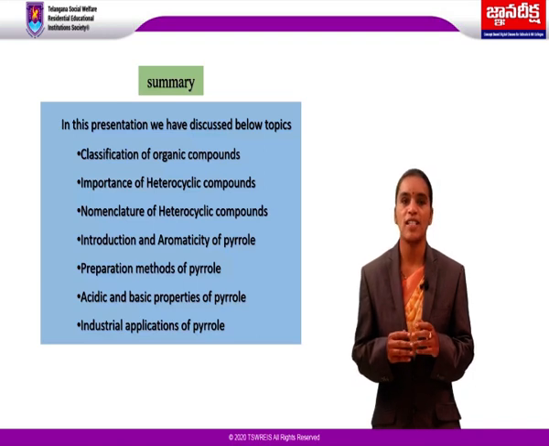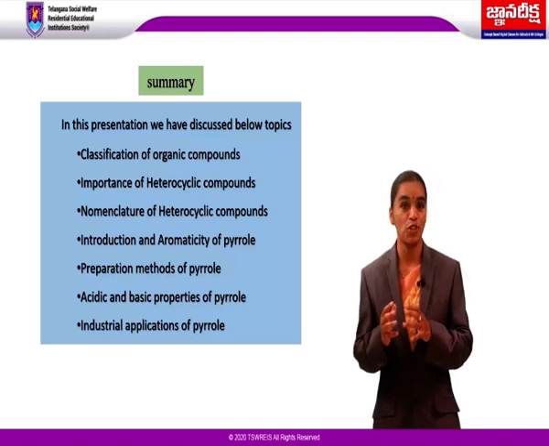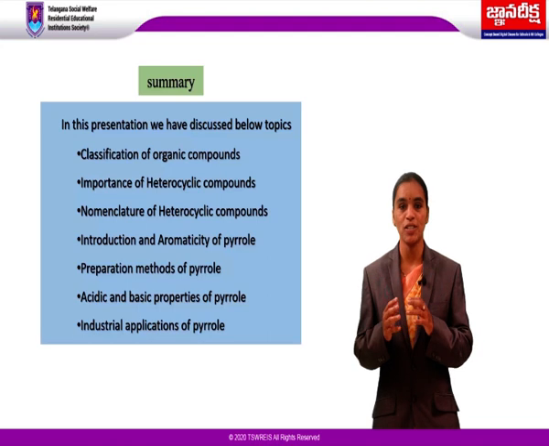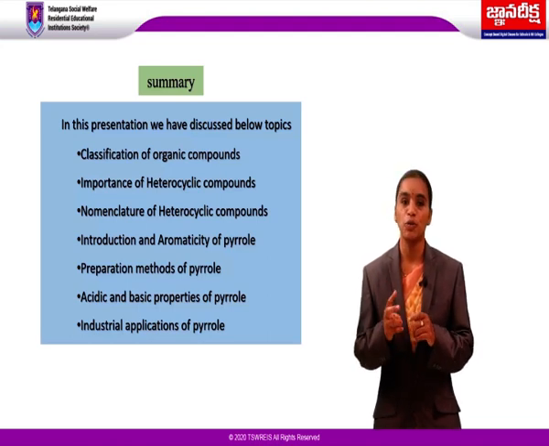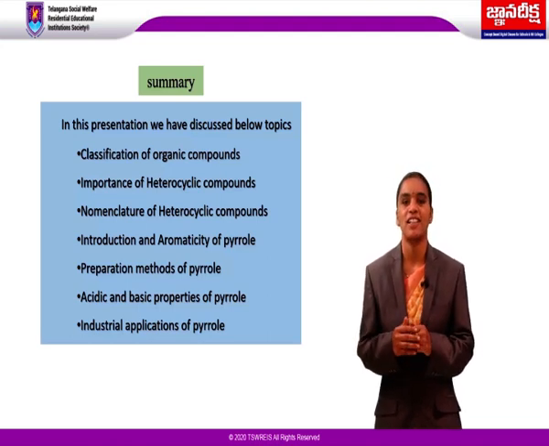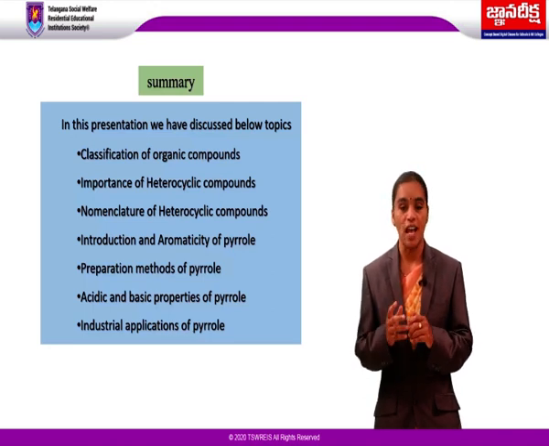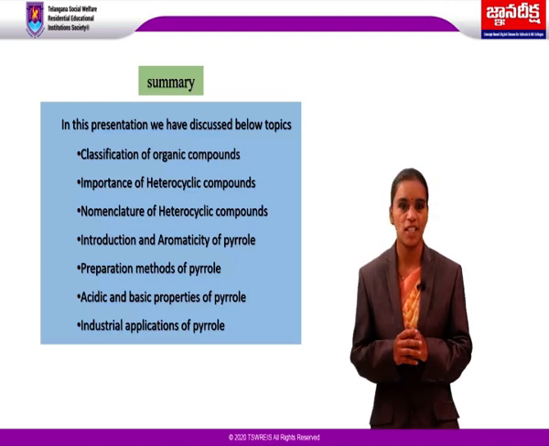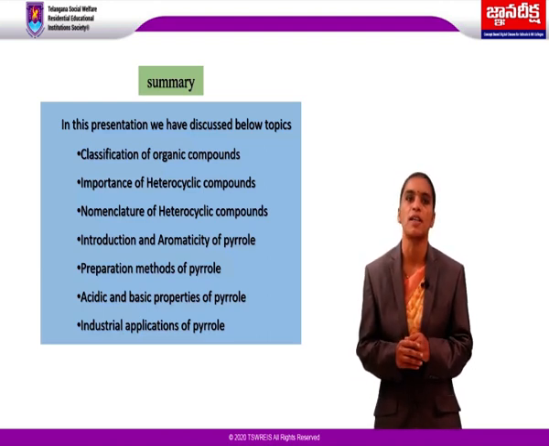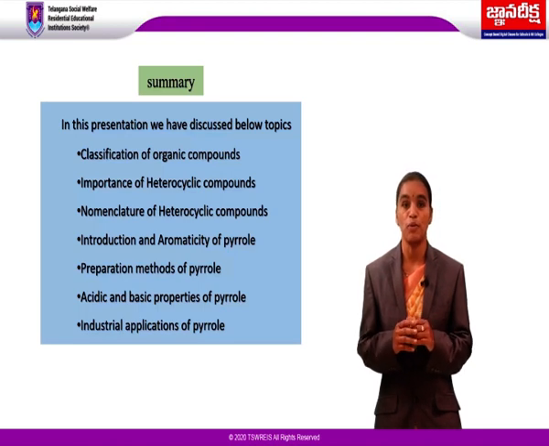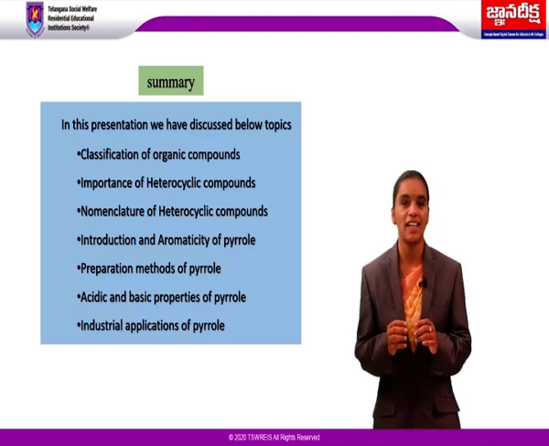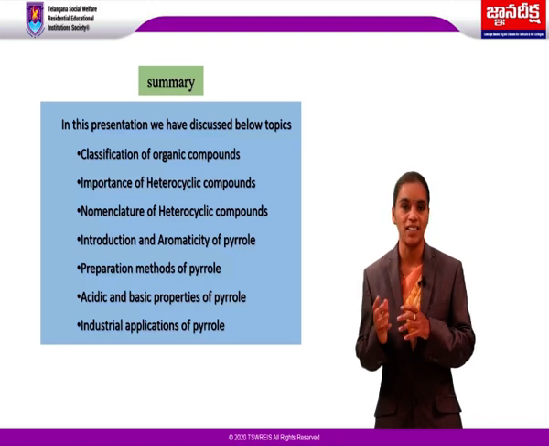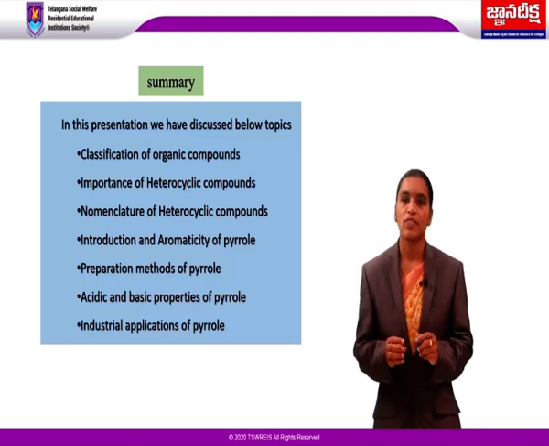And also we have seen the nomenclature of heterocyclic compounds. Here heterocyclic compounds have two names. One is the common name and another one is the IUPAC name. That IUPAC naming system was proposed by Hantzsch-Widman, which is a very important naming system for heterocyclic compounds. And we have seen one of the most important and basic heterocyclic compounds among others, that is pyrrole.